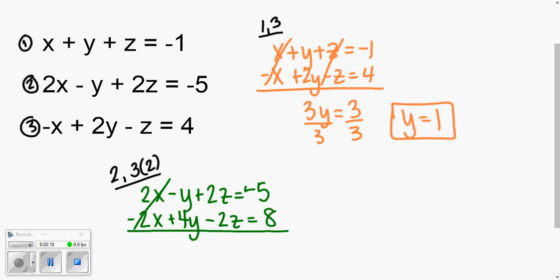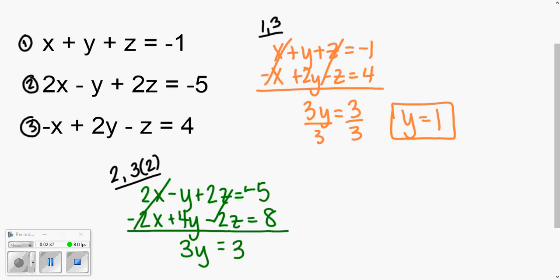So when I combine them, a negative y plus 4y is 3y, a 2z minus 2z cancels, and a negative 5 plus 8 is 3. Oh my, I'm left with the same exact thing I was left with before. I get y equals 1. So I've hit a dead end, and sometimes this happens.